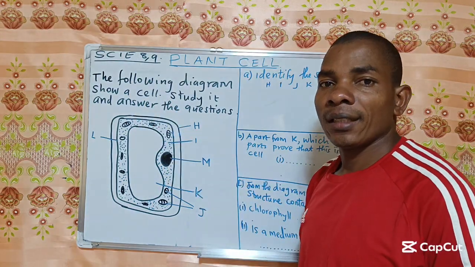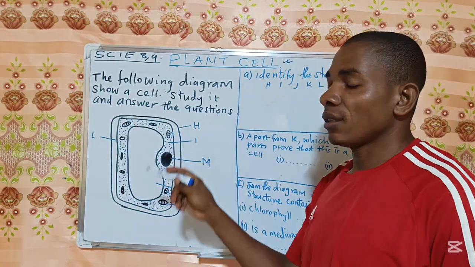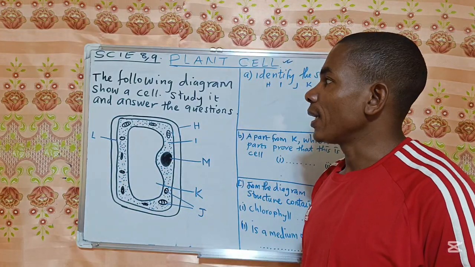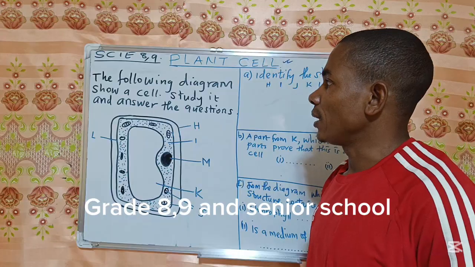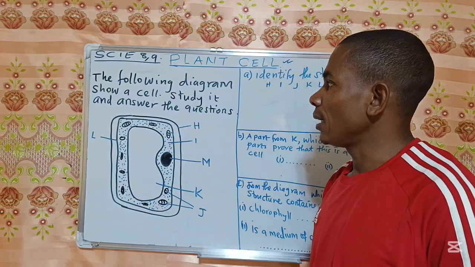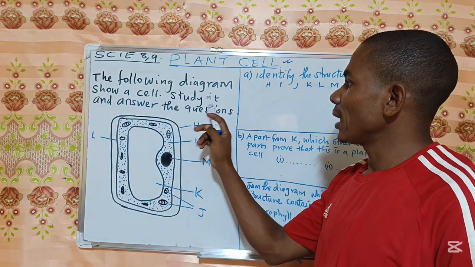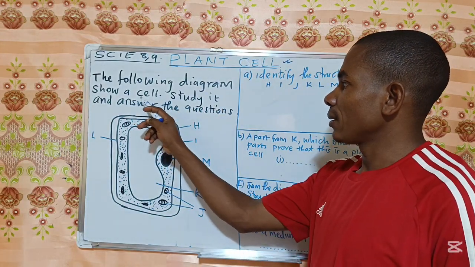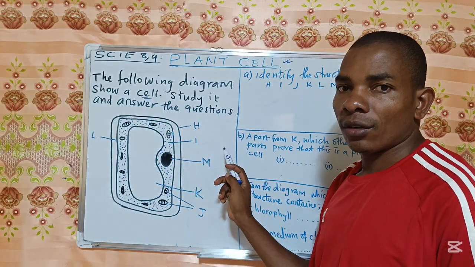Science from grade 8 and 9, plant cell. This is very helpful for the learners in grade 8, 9, together with the senior school. So this is what we call the plant cell. Next will be the animal cell. The following diagram shows a cell. Study it and answer the questions that follow.